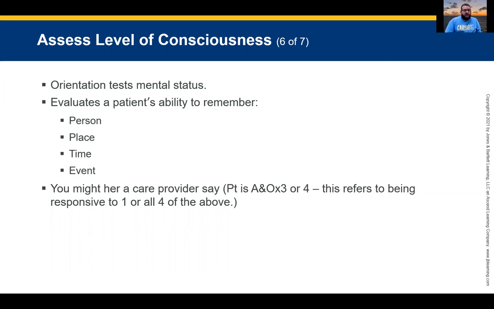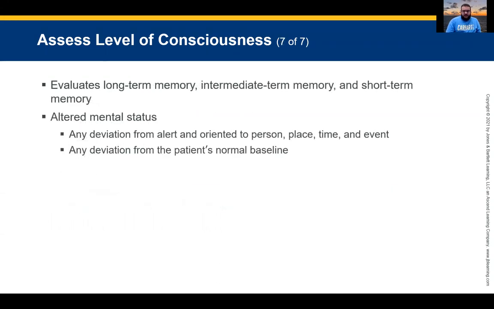That is common. A and O times 4 means they're like you and I, we know what's going on. Most of the time, if you go to somebody and you're asking these questions and they're a little like, I don't know, they're going to be A and O times 3. That's normal. The majority of the patients we deal with are unfortunately A and O times 3. A deviation from alert and oriented to person, place, time, and event from the patient's normal status, the baseline, is considered to be an altered mental status. So any deviation from knowing any of those questions says that you've deviated a little bit from the patient's normal status.